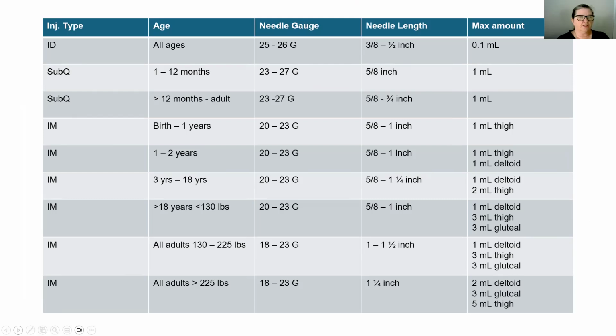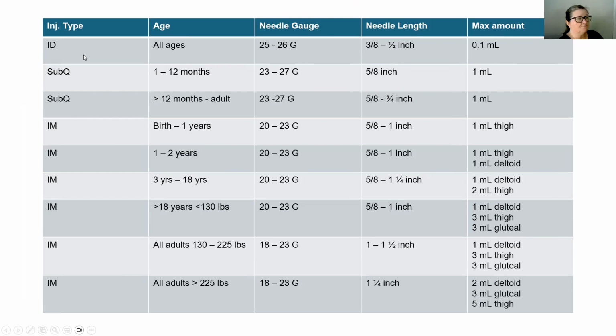This is just a guideline to go by for the basic ages and types of injections and all of that. But what you really have to do, this is where critical thinking becomes a huge part of what we do. You have to really take a look at your patient, the type of injection that you're going to be doing, and figure out what is going to be your best way to go about it. Okay, I'll give you some examples here as we go through this.